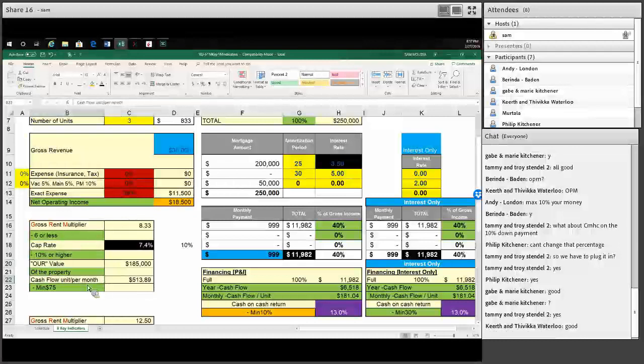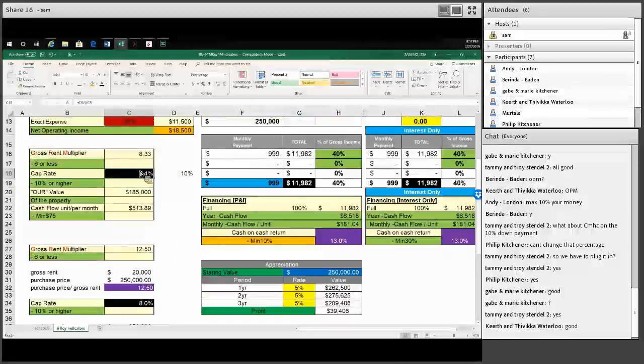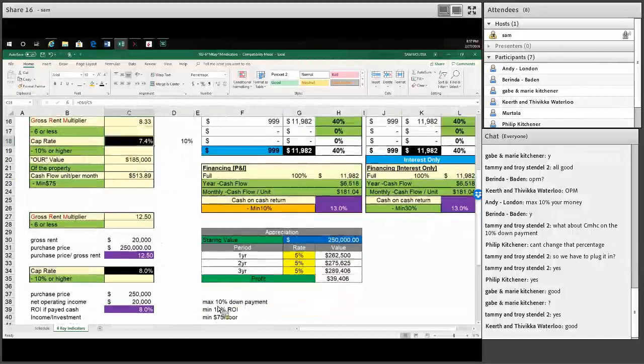Any questions? We're good? Okay, so let's look at the last one, cash flow per unit per month. $513 is what I'd make per unit on the property if I had no financing whatsoever, right? So 513 looks wonderful, but it's not wonderful if you're only getting a 7.4%.